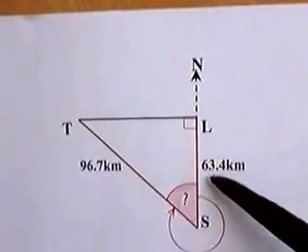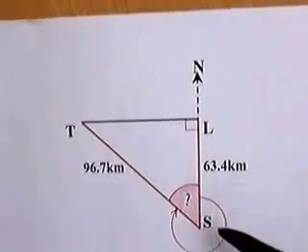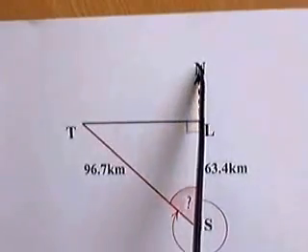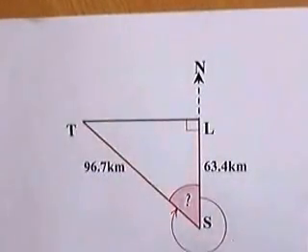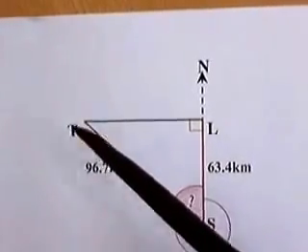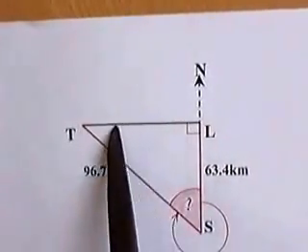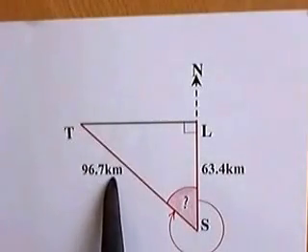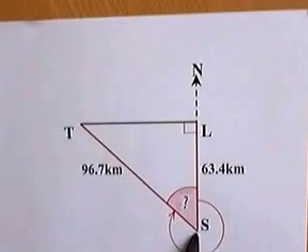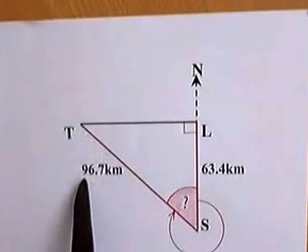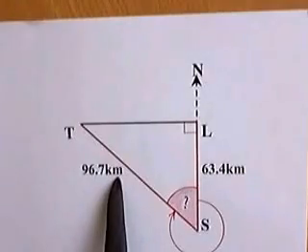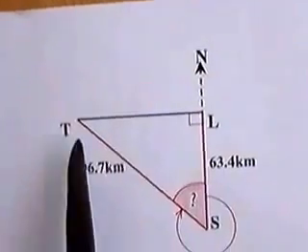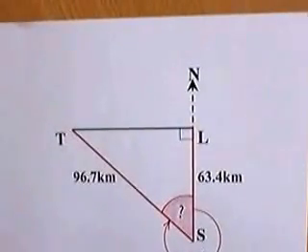Okay, it says a lighthouse L is 63.4 kilometers due north of a ship S. So this is a north line. Okay, a tanker T is due west of the lighthouse, and this tanker is at a distance of 96.7 kilometers from the ship. So the length of that line is 96.7 kilometers. And they want you to find the bearing of the tanker from the ship.